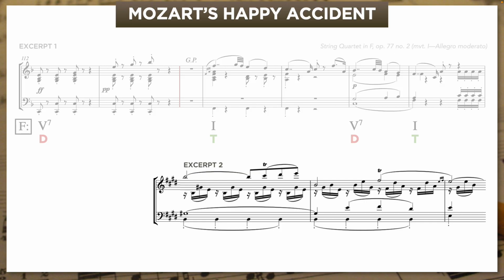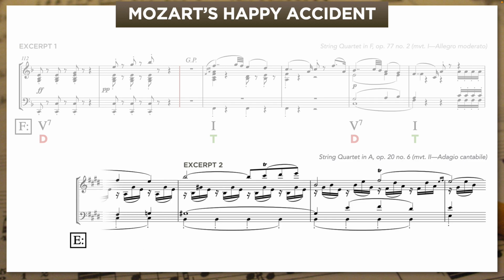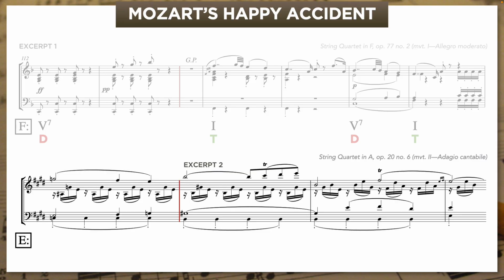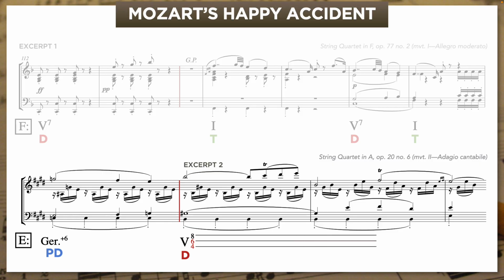Now, excerpt 2 underneath is from a much earlier piece, the 6th and final Opus 20 quartet. The movement is mostly in E major, but just before the music on screen, Haydn slips for a second into E minor. And at the end of that stretch, we get a German augmented sixth resolving to a cadential 6-4. And that cadential 6-4 is drawn out, finally resolves, and then lands on the major tonic. Here's a recording.